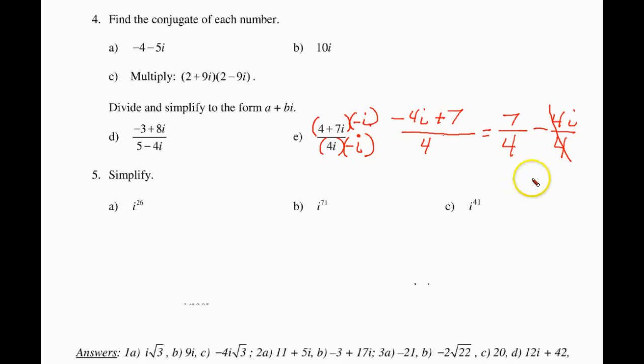Cancel that out. So your final answer here is going to be 7 over 4 minus i. And notice that's in standard form, a plus bi.